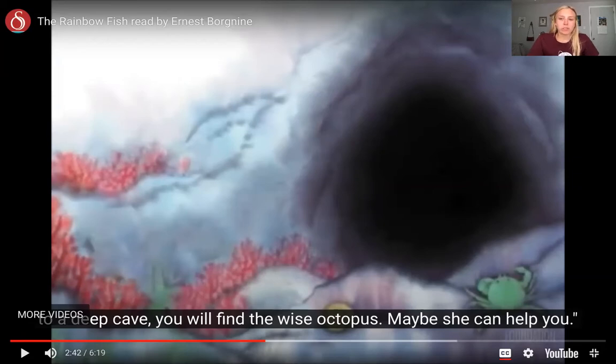So Rainbow Fish was the loneliest fish because he didn't want to share his scales with Bluefish, and then everyone kind of turned against him. He didn't have many friends because he didn't want to share with the other fish.